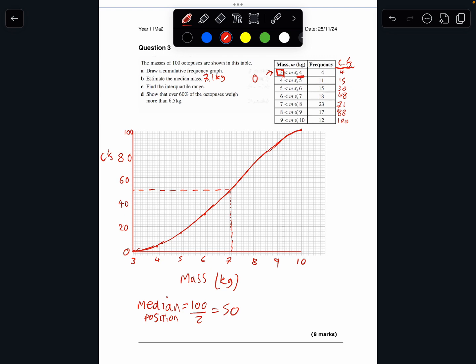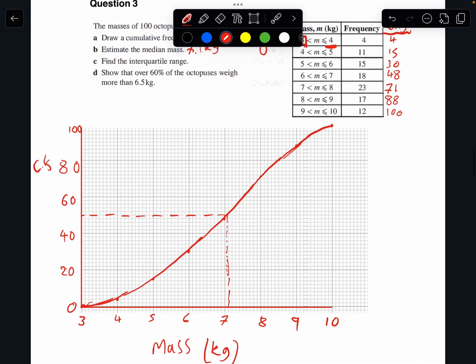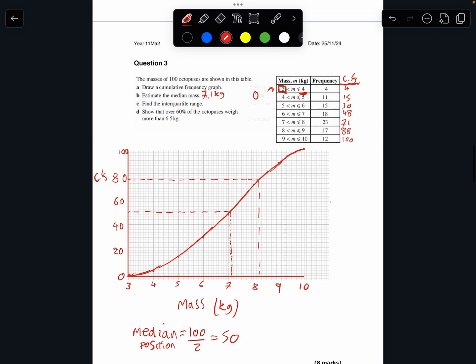Interquartile range, so let's find the upper quartile. I'm going to go across at 75. 75 being 78, 76, around here. Obviously, you can use a ruler as opposed to me eyeballing it. So that looks like 8.2, roughly. So my upper quartile is 8.2.